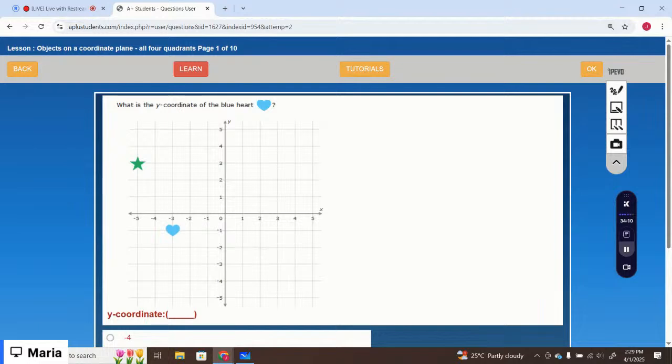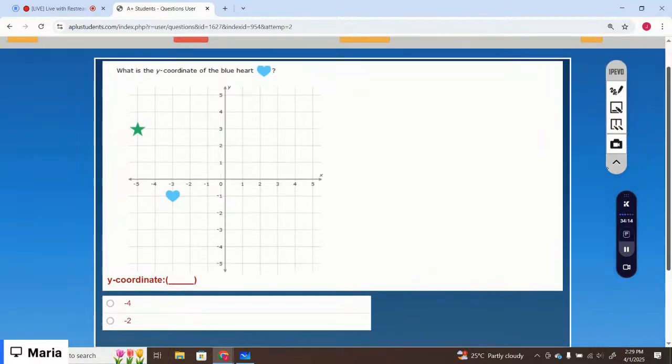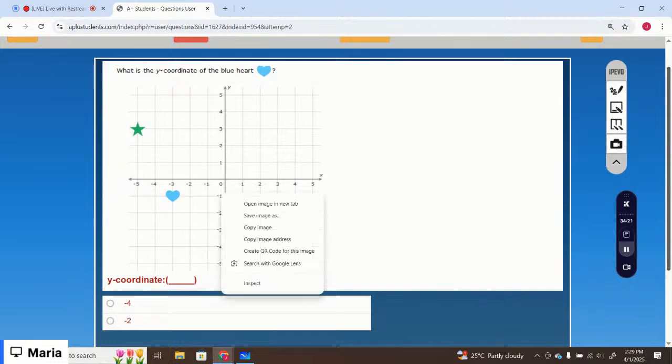What is the y coordinate of the blue heart? Here is the blue heart, just match it to the y axis. Very good. That is negative, but negative 1 it is.